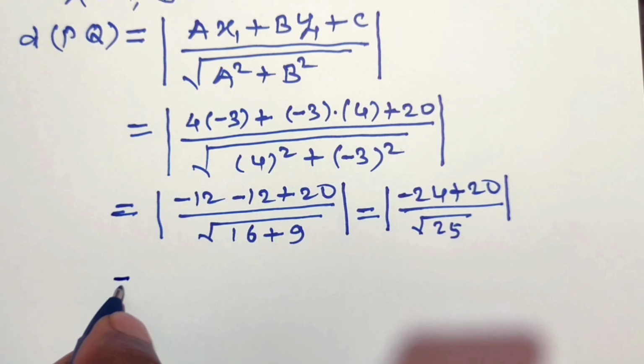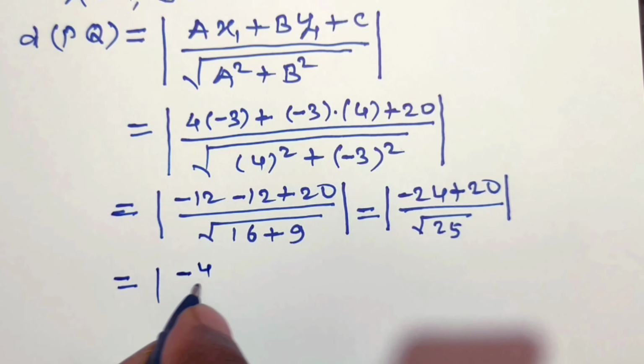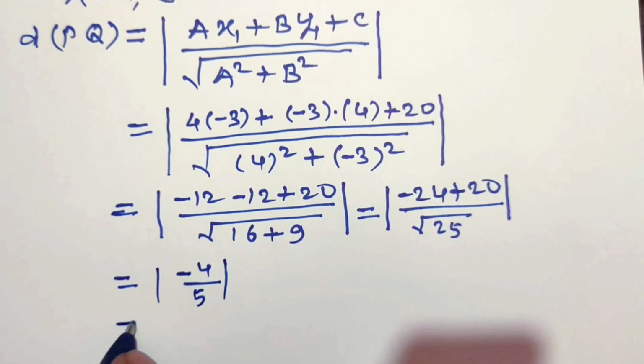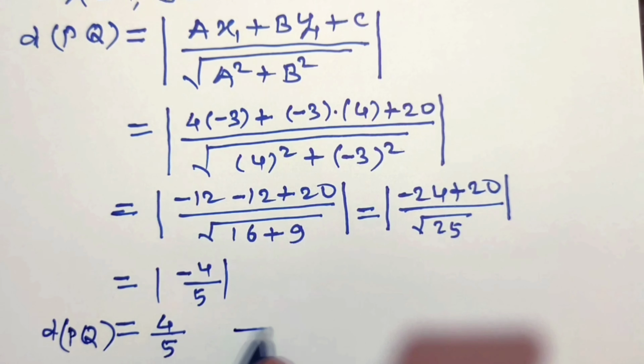Then this is equal to, numerator becomes minus 24 plus 20 is minus 4, and denominator square root of 25, that is 5. But this is modulus sign and distance is always positive. Hence, the answer is 4 upon 5, which is the perpendicular distance of point P from straight line L.